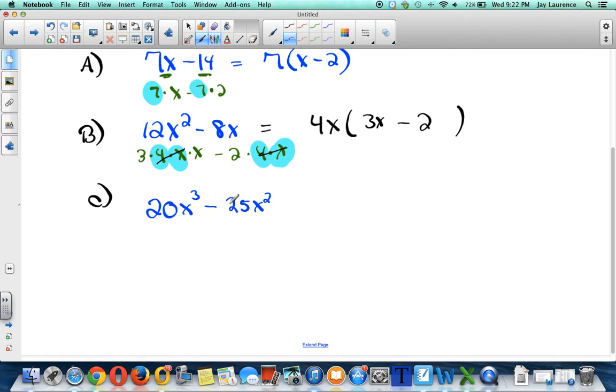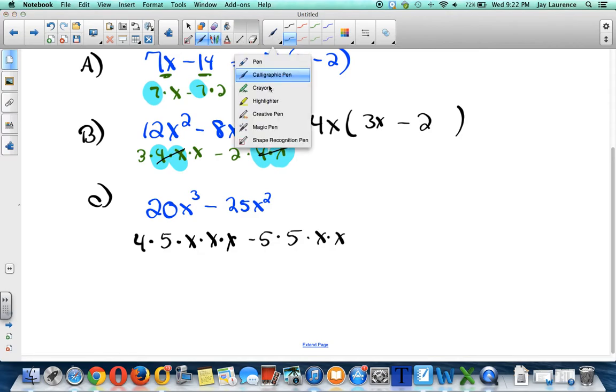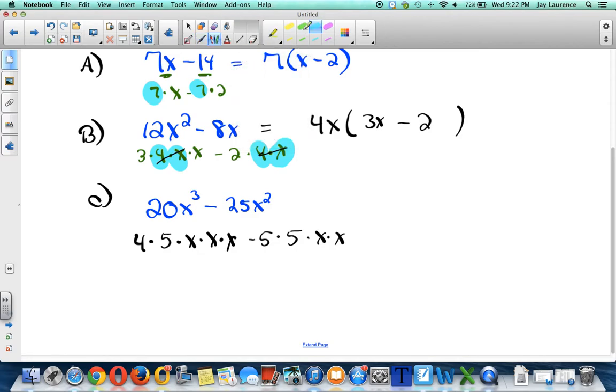Okay, I've got 20 and 25. I'm thinking 5 is the numeric part. So I'm going to think of 20 as 4 times 5. And then watch this. I'm going to write x times x times x on this one. I'll show you a trick in a second. Okay, so I don't lose anybody. And then I'm going to think of 25 as negative 5 times 5, and then, of course, x times x. And I'm doing this a little bit of the long way, just because I don't want to lose anybody.